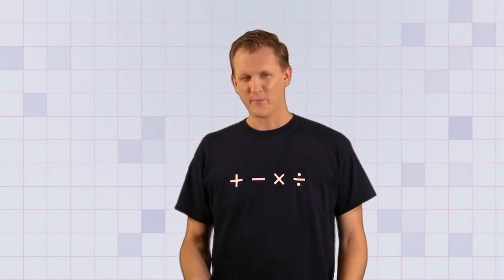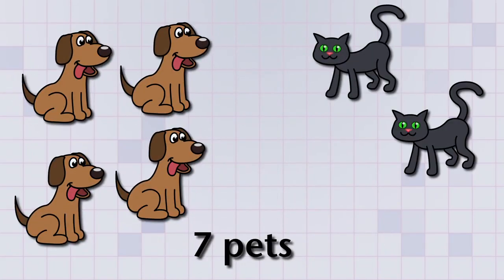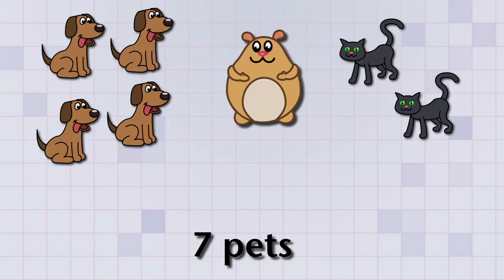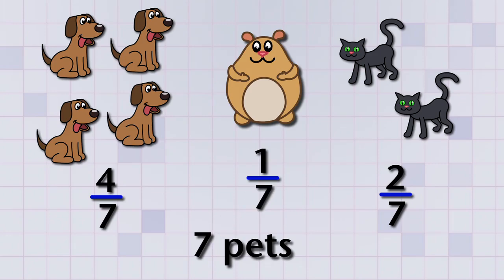All right, so you can see how fractions can be used to represent parts of objects like circles and rectangles, but fractions can be used for more than that. They can be used to represent parts of anything, like pets, for example. Let's say you have 7 pets, 4 dogs, 2 cats, and a big fat hamster. Well, that means that 4 over 7, or 4/7 of your pets are dogs, and 2 over 7, or 2/7 of your pets are cats, and 1 over 7, or 1/7 of your pets are hamsters. It also means that your house probably smells like a pet store.